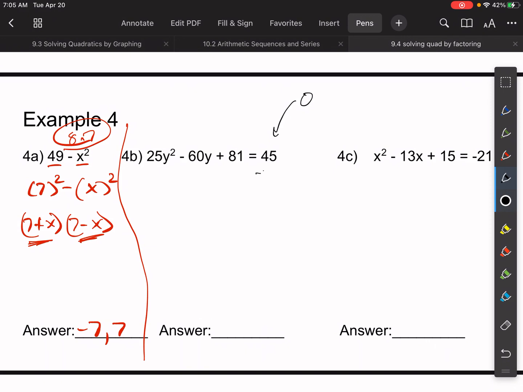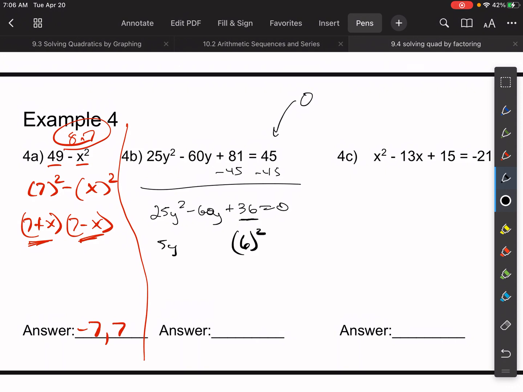So I'm going to move the 45 over. And when I do that, I get 25y squared minus 60y plus 36 equals 0. All right, well, let's try it for perfect square trinomial again. If I can write this as something squared, it would be 6 squared. This would still be 5y squared. Now, 5y times 6 is 30y. 30y times 2 does give me my 60y.